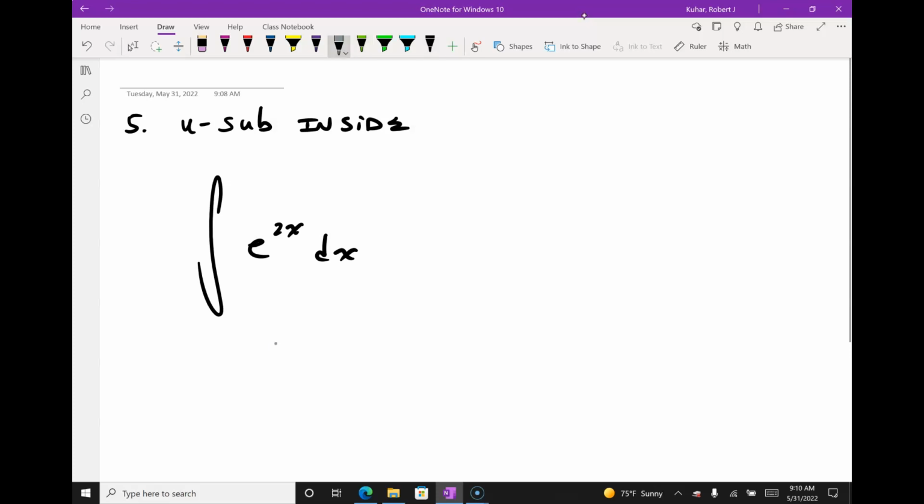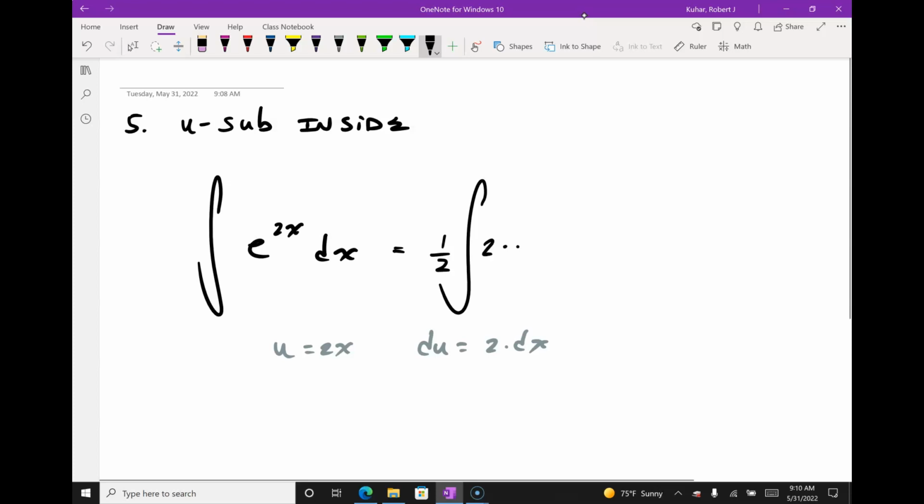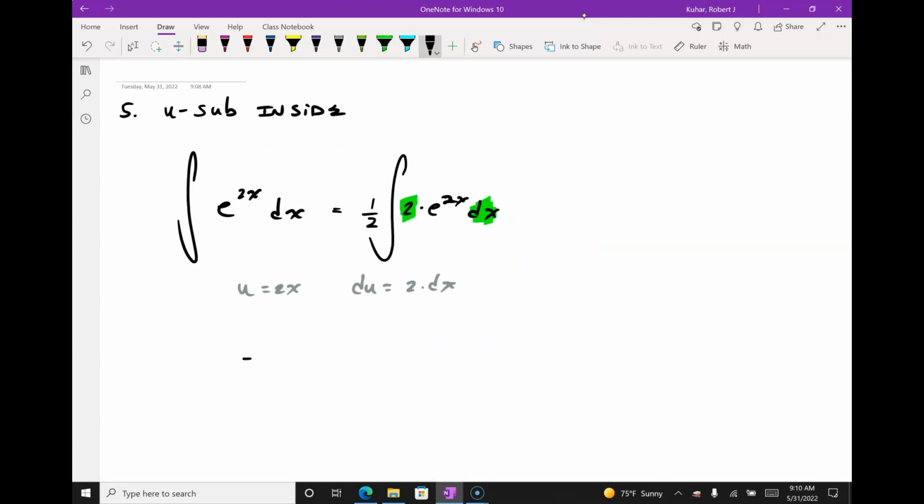So we're going to let u be the inside, and du is 2 dx. Do we agree with that? Good. Do I have a 2 dx? No. So I have to make that happen. That's my trick from before. I need a 1/2 and a 2 to cancel, right? But now you see I have a 2 dx, and that becomes du. You with me there? So now I have 1/2 of the integral of e to the u du.